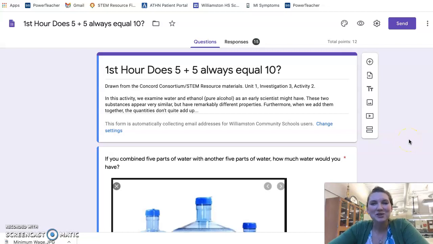Hey physics. So this is activity 2, which is titled, Does 5 plus 5 always equal 10? This is to deepen our investigation into whether the continuous model of matter or the particle model of matter fits best. We're going to look at some liquids and combine them, and see if they do what we think they would do.